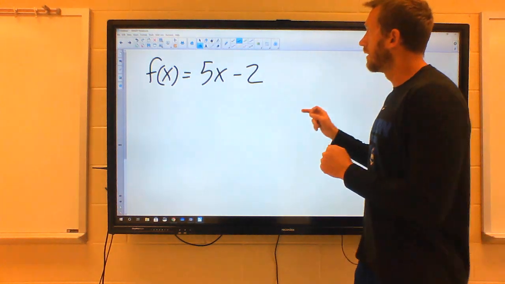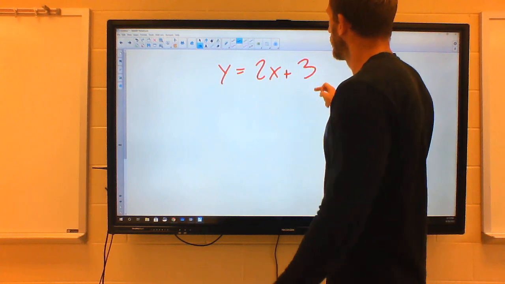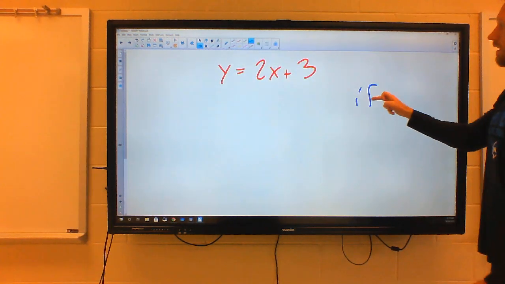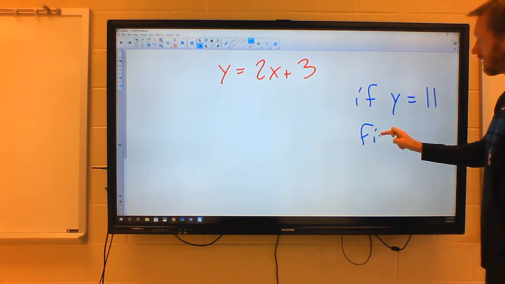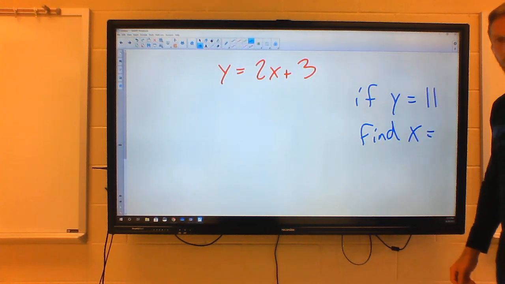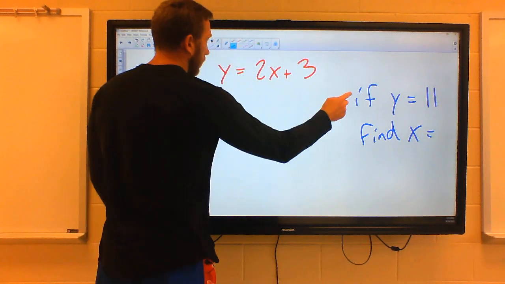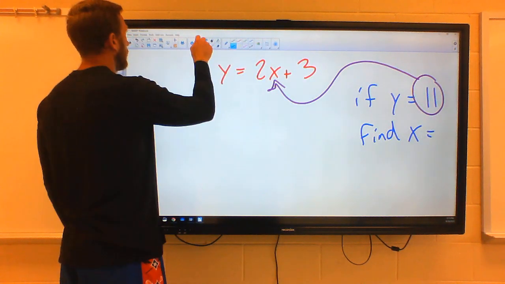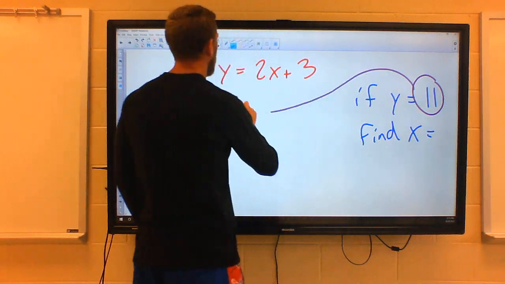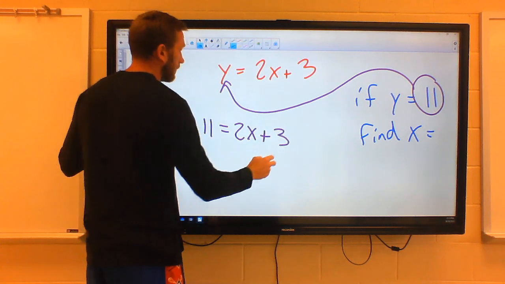Well, if I give you the y value, the thing that you must then be looking for is the x value. Okay? So, for example, what if I said, hey, y equals 2x plus 3, and then I said, if y equals, I don't know, 11, find what x would equal. Well, how would you solve something like this? Well, you would plug 11 in, not for x anymore. We would not do that. Now we would take 11 and plug it in for y, meaning 11 equals 2x plus 3.